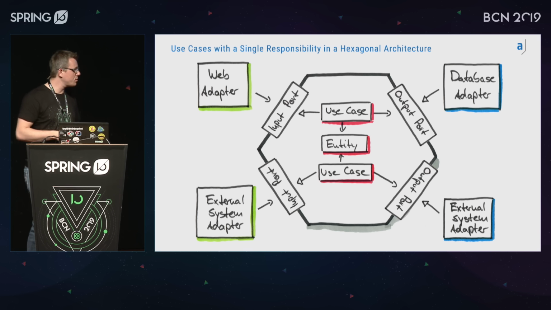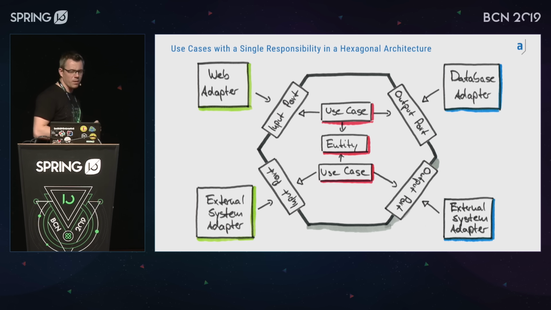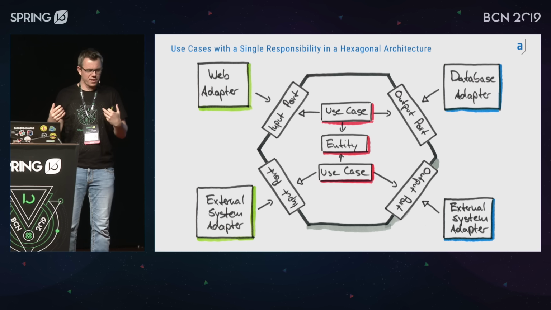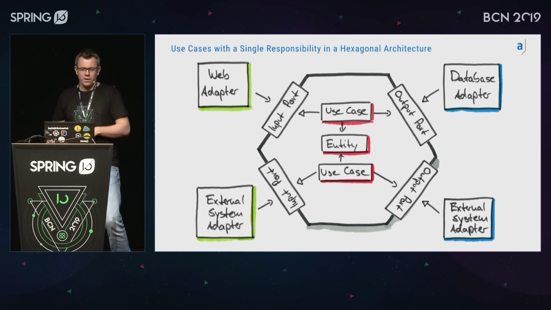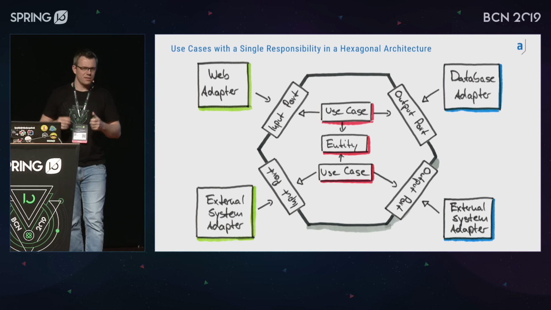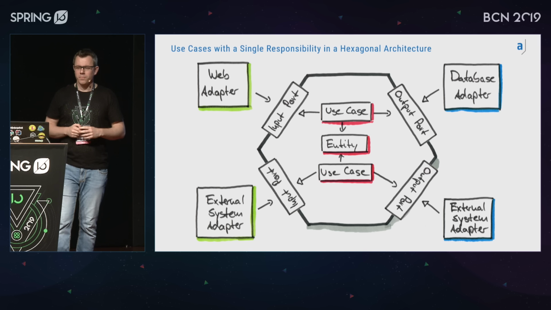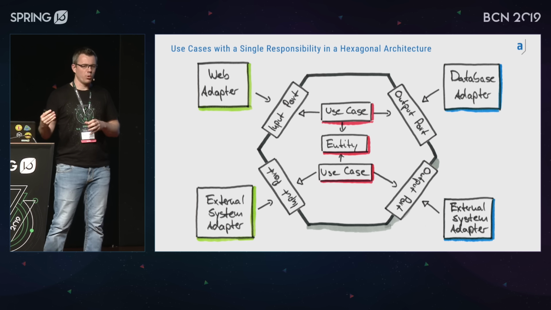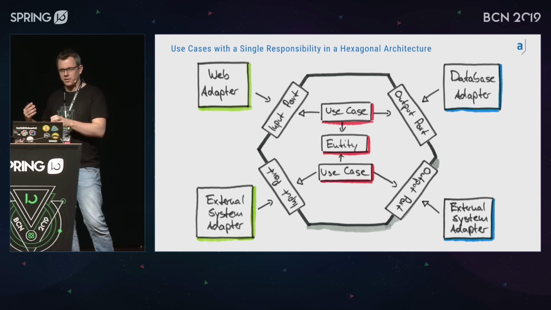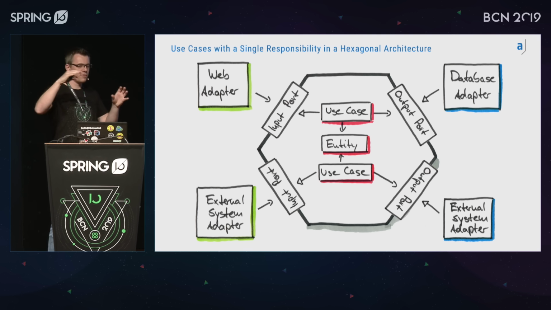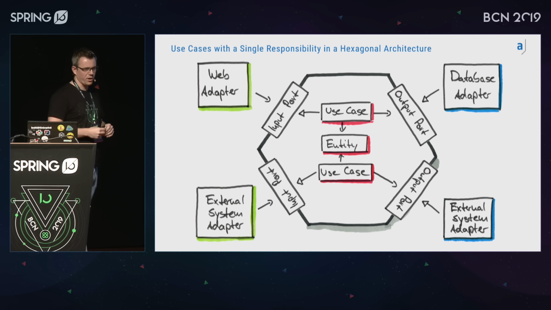So what does a use case do? A use case class implements an input port. The input port is just a Java interface. Then the use case class modifies the domain model, the domain entities in some way. And on the way, it might call certain output ports, for example, to load data from the database, or to send data to the database, or to load data from some other external system, whatever.